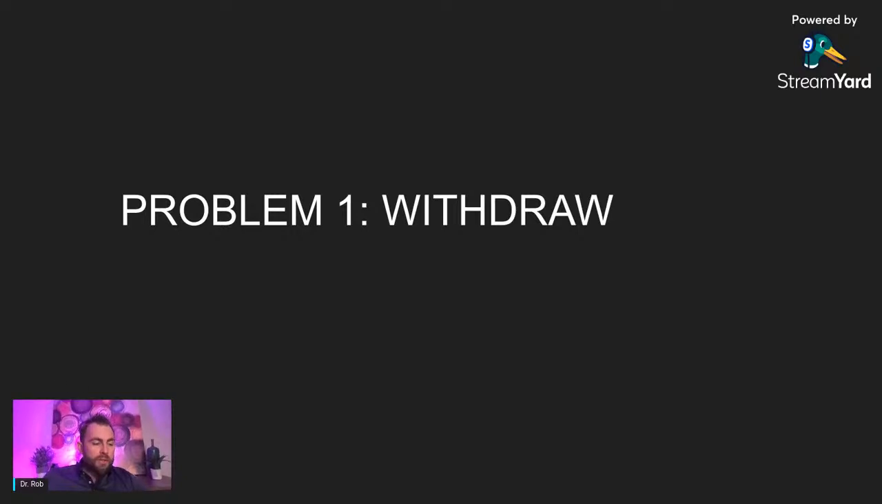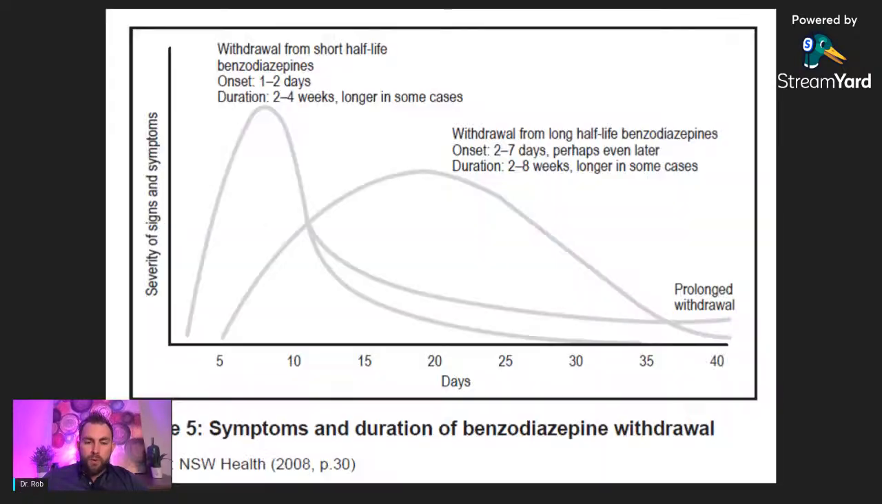The problem with Xanax, the problem with benzos, at least the first one, is withdrawal. Temporary use of benzos can be an okay thing, for a very specific need for short periods of time. But if you're chronically on benzos, just like if you're chronically drinking alcohol, people will have issues with withdrawal. And this diagram here shows the different paths that people will take depending on what chronic benzo they're on.